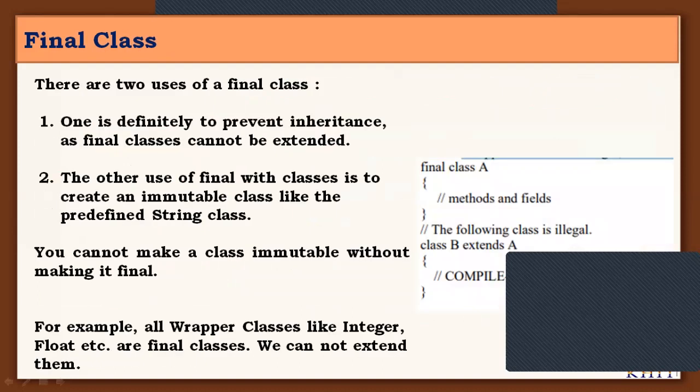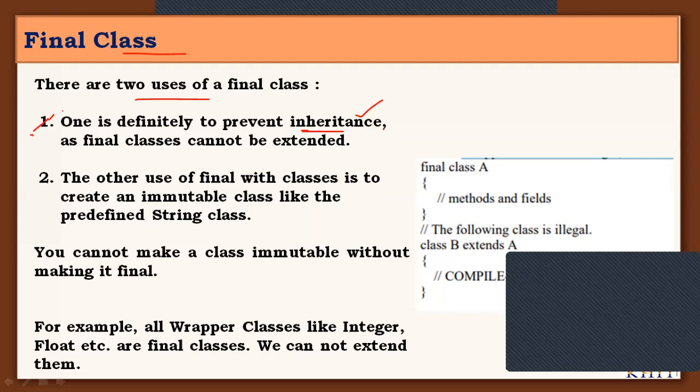Then coming to the final class. A final class is nothing but a class we create as final. There are two uses of a final class. The first one is definitely to prevent inheritance. By defining a class as final, we can prevent inheritance. That is the first use.